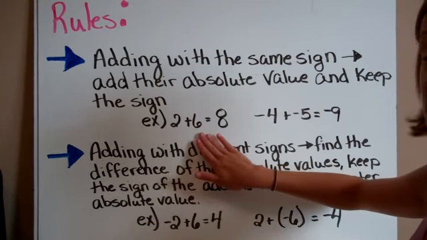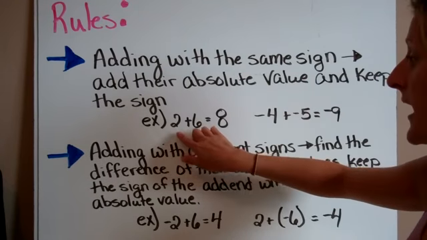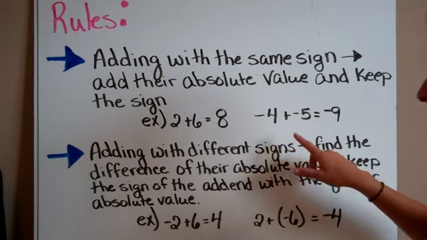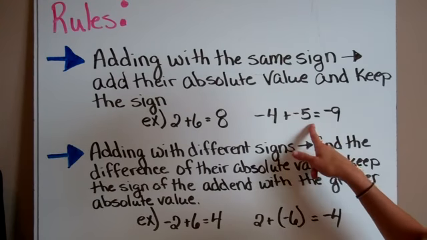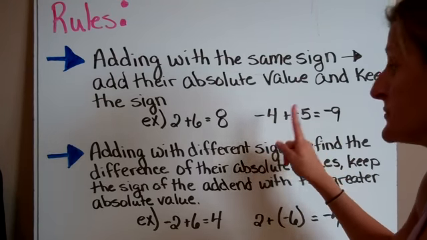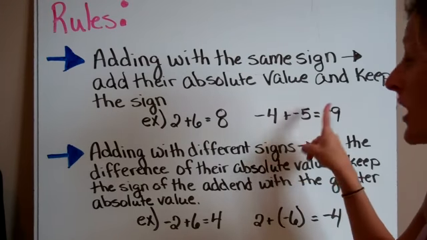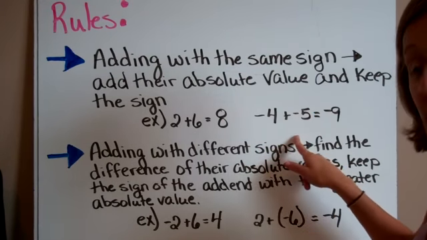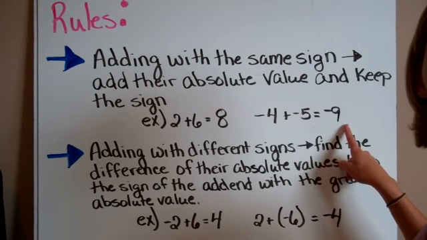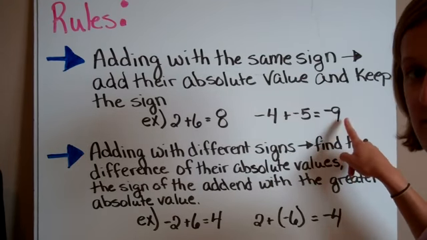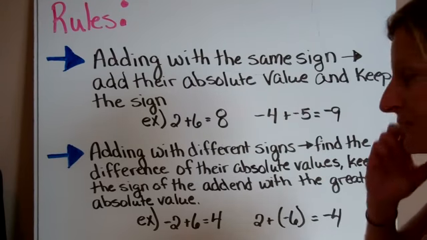So 2 plus 6, both are positive. Add those 2 together, and you get 8, and you keep it 8. Now negative 4 and negative 5, they're both negative numbers, so my answer is going to be negative. So take the absolute value of negative 4, which is 4, absolute value of negative 5, which is 5, add 4 and 5 together, and you get 9. But remember, these 2 numbers were negative, so my answer's got to be negative. So your answer will be negative 9.